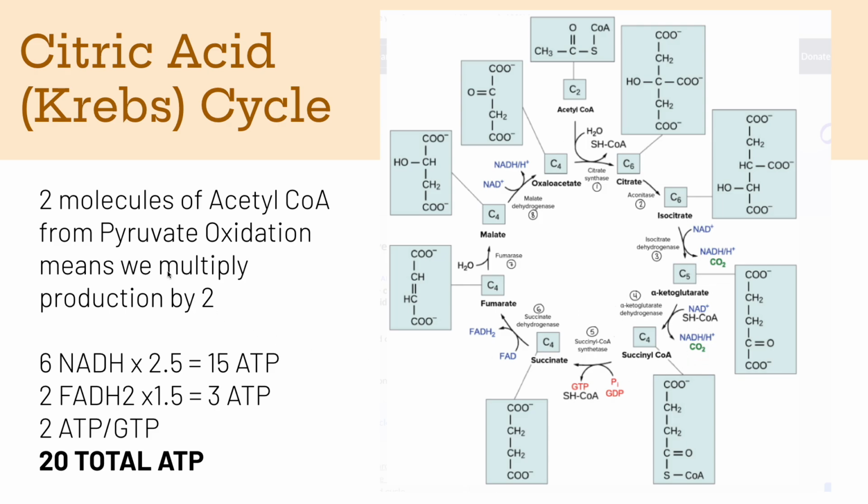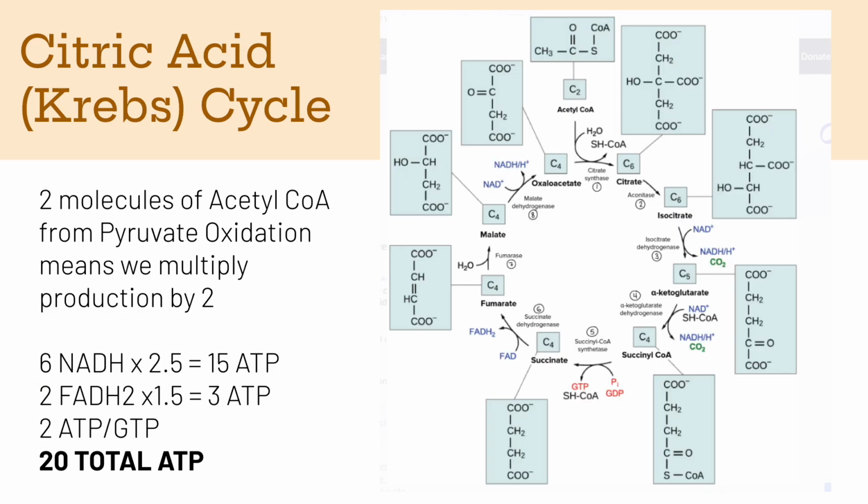So from a production standpoint, we gain 6 NADH, which is equivalent to 15 ATP. The 2 FADH2s that we picked up is equal to 3 ATP, and then we did gain 2 ATP or GTP in the process, totaling us out at 20 total ATP during the Krebs cycle.